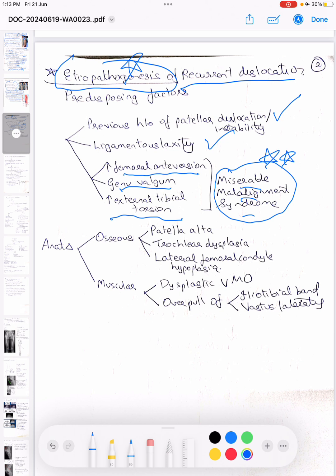All these three classical findings predispose to a recurrent patellar dislocation. Now some of the anatomical factors, like osseous factors: whenever there is patella alta, the length of the patellar tendon is more than the patella, we are going to discuss the ratio, it predisposes to recurrent dislocation.